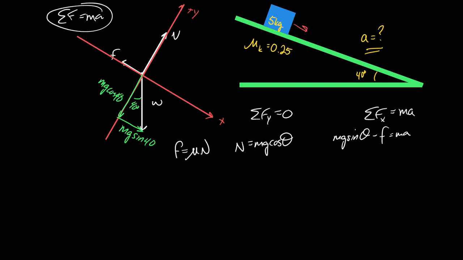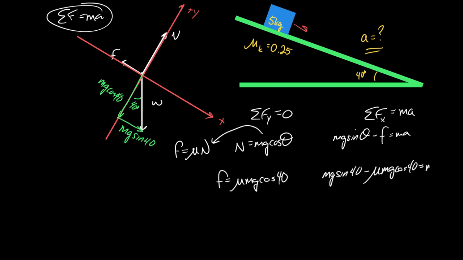There's friction here. Friction is equal to mu times the normal force. This shouldn't require a lot of thought. That means friction is going to be equal to mu mg cosine 40. So ultimately that means mg sine 40 minus mu mg cosine 40 equals ma. And this is why you didn't need the mass. Do you see why you didn't need the mass? You should see that mass is in every one of these terms. So mass is unnecessary.